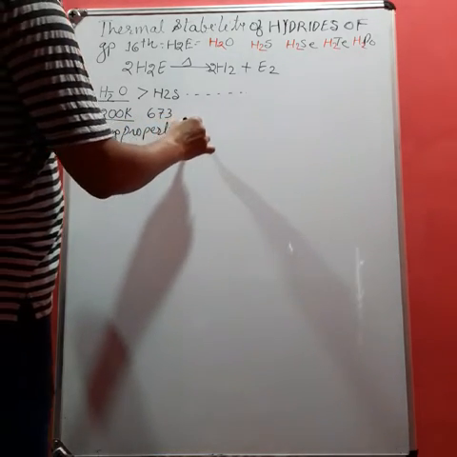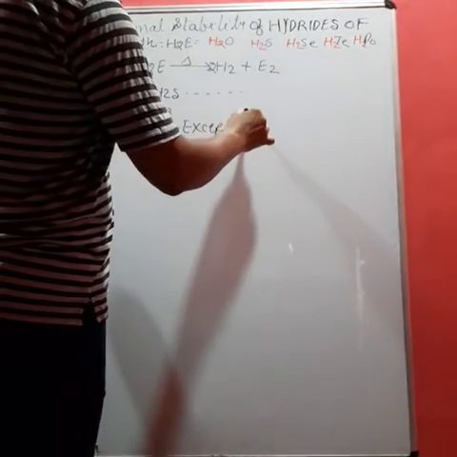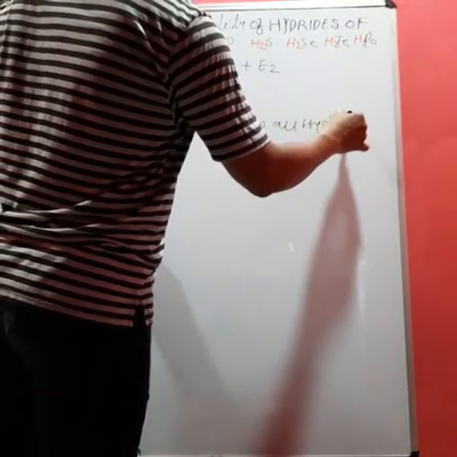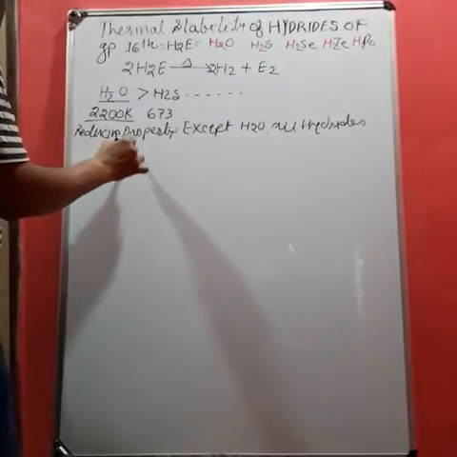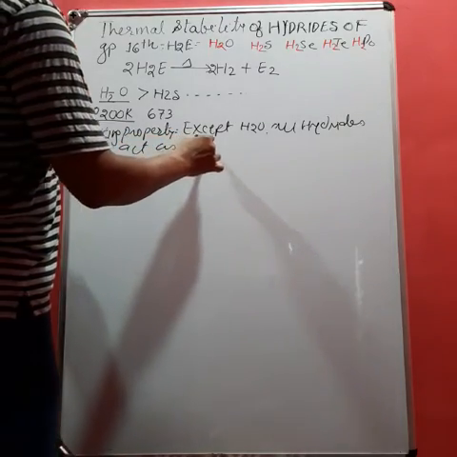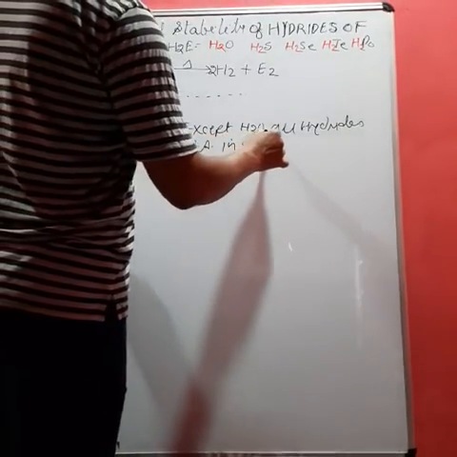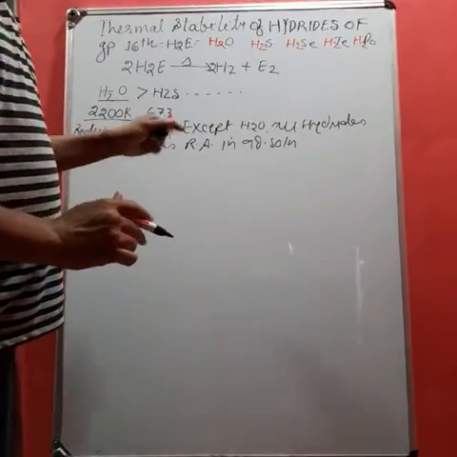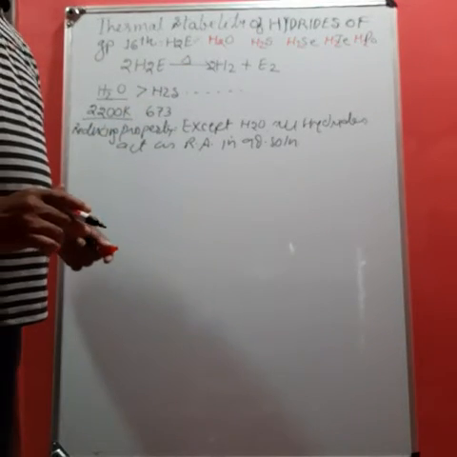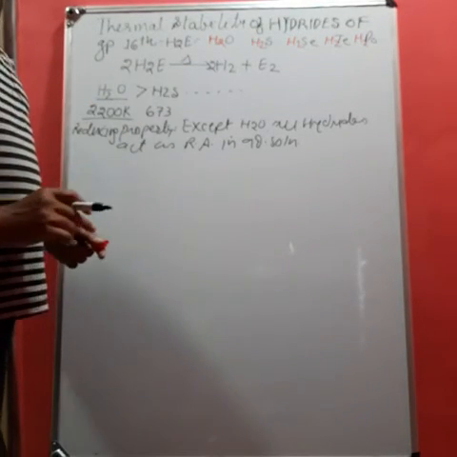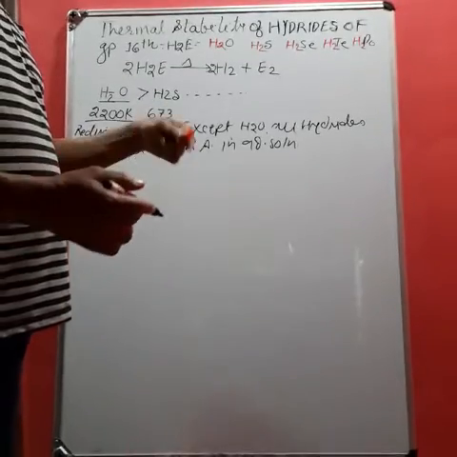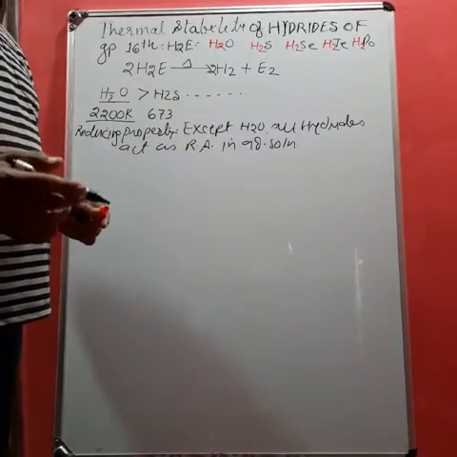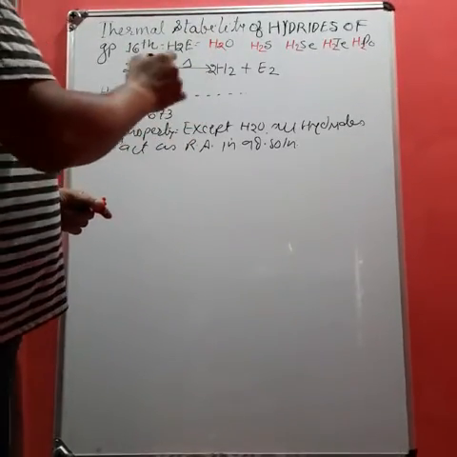Okay, except water, all hydrides act as reducing agent. All hydrides act as reducing agent in aqueous solution. Why? Student, in water, the bond length is very short. Moreover, in aqueous solution, H2O forms intermolecular hydrogen bonds, and thus the tendency to release H is very weak in case of water.